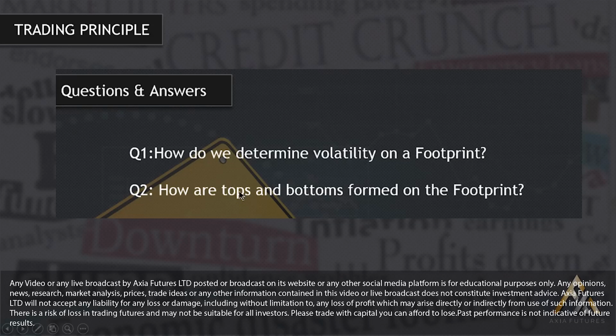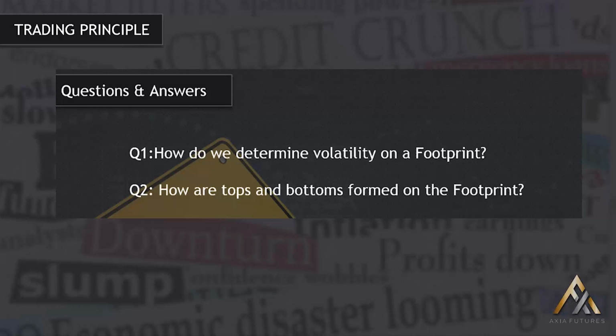So let's get straight into it. The questions I had were, firstly, how do we determine volatility on a footprint? Again, I'll answer this as we get onto the footprint chart. But the second question is kind of what I want to answer. And someone asked, how are tops and bottoms formed on a footprint?